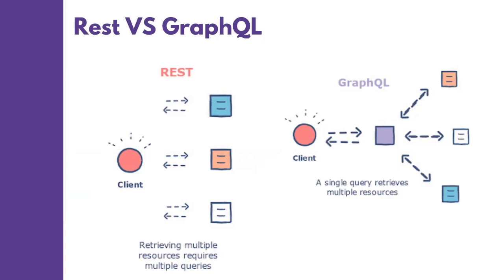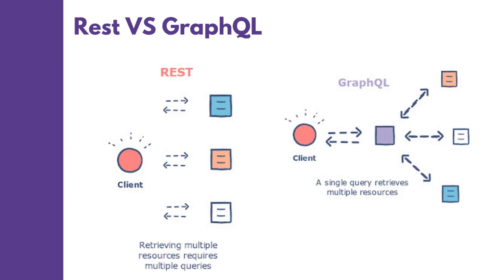Now, if you look at this image, you can see that if we are working with a REST operation, retrieving multiple resources requires multiple queries. For example, if we are requesting multiple pieces of information, we require multiple queries or multiple endpoints. For example, if I want to fetch data from a Salesforce object, initially I just want to fetch data from the account object. Later on, I want to fetch data from a contact object, and from an opportunity. So for three different objects, we require three different endpoints.